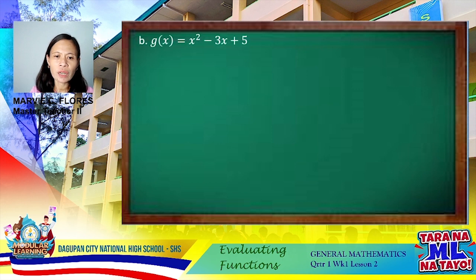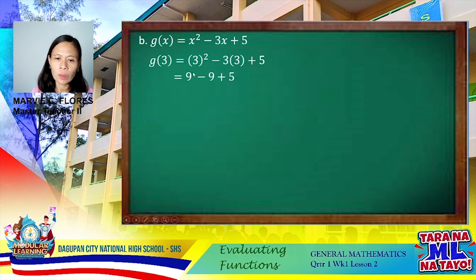Next example, g of x is equal to x squared minus 3x plus 5. Again, substitute the value of x, that is 3. So g of 3 is equal to 3 squared minus 3 times 3 plus 5. Simplify it further. 3 squared is equal to 9, while negative 3 times 3 is negative 9, plus 5. Copy 9, and because negative 9 plus 5 have unlike signs, just subtract. So 9 minus 5 is 4, and then get the sign of the higher number, so negative 4. Then 9 minus 4 is equal to 5. So the given function is equal to 5.